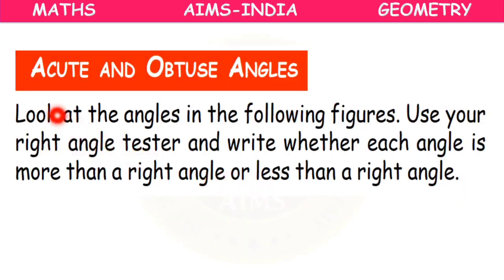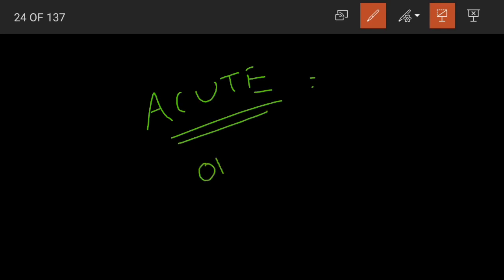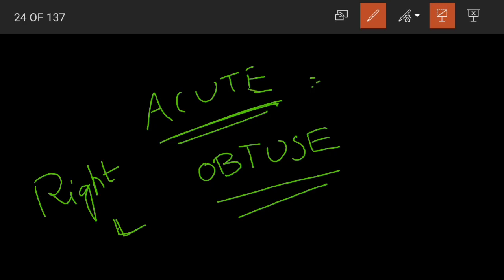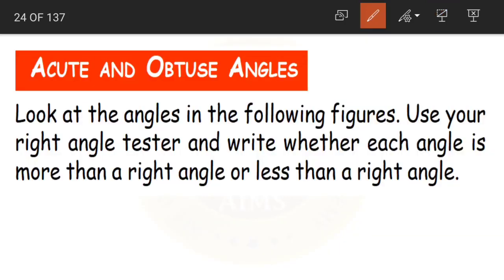Now coming to the other types of angles, acute angle and obtuse angle. What are these, children? Acute. Acute angle. And the other is obtuse. Obtuse angle. Acute angle and obtuse angle. First we have learnt about the right angle, which is in the L shape. Now coming to the other two types, it is the acute angle and the obtuse angle.